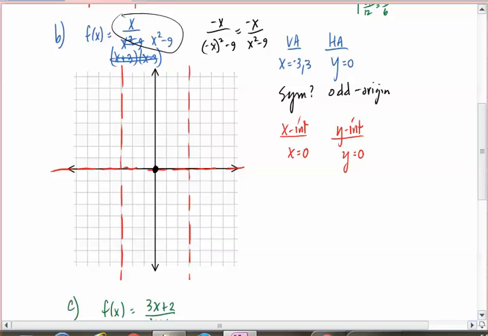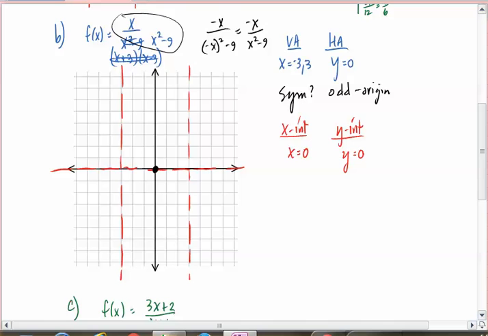Now, look at this. This is a point going through a horizontal asymptote. I told you that that is possible. It's never possible for a graph to go through a vertical asymptote, but it is possible for it to pass through a horizontal asymptote. So that's perfectly fine. Doesn't happen very often, but it's fine.